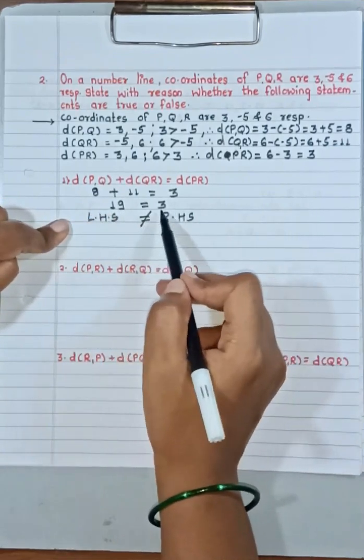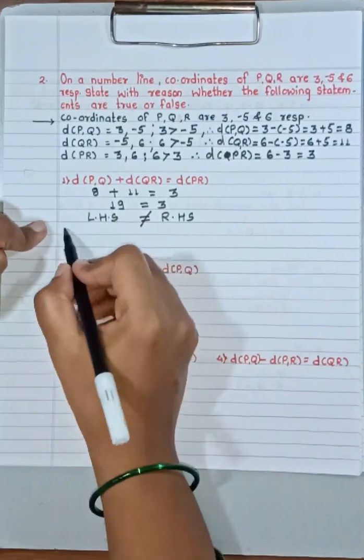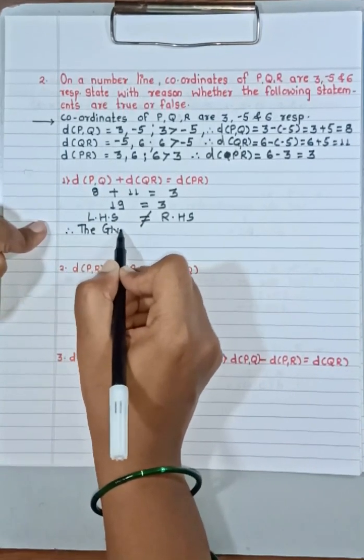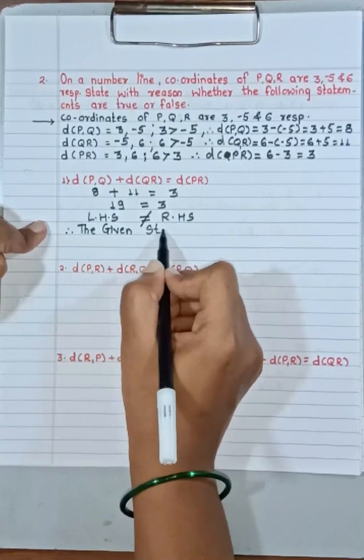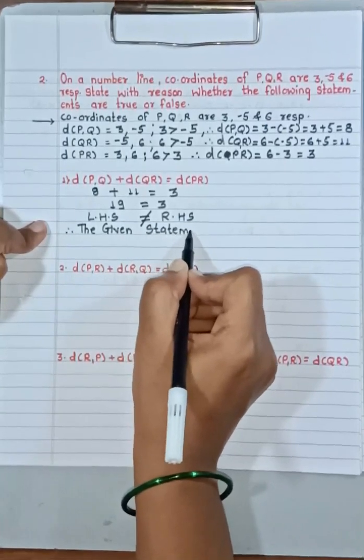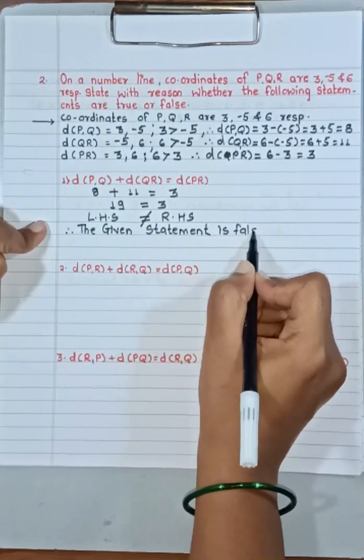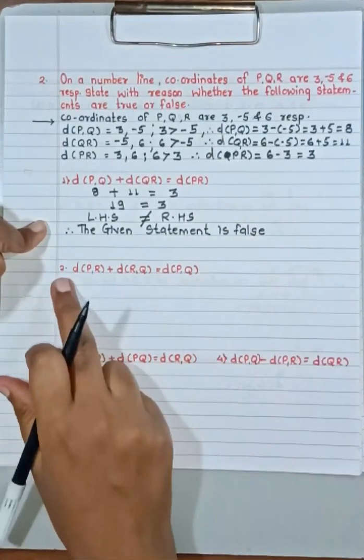But 19 is not equal to 3. Therefore, you can write down here the given statement is false. Okay. Now let us move towards the second one.